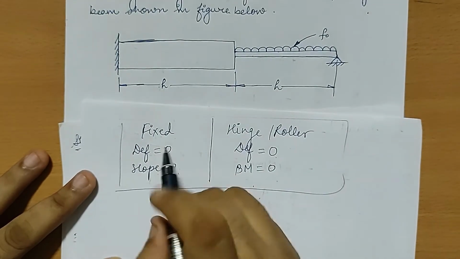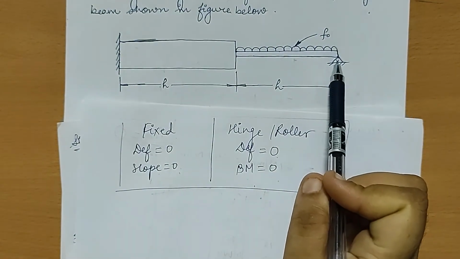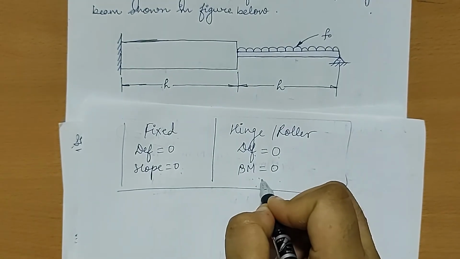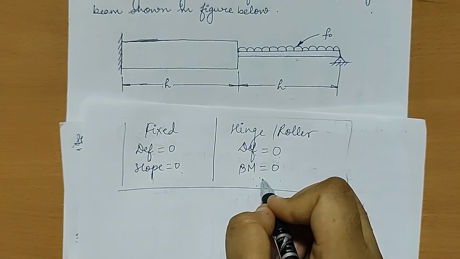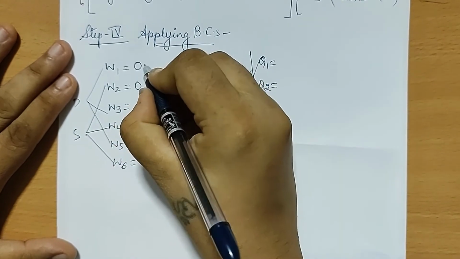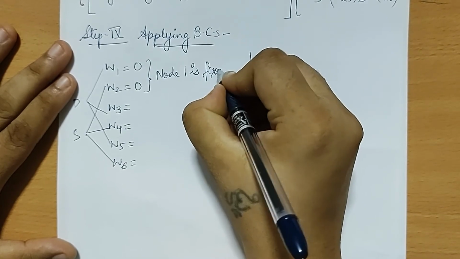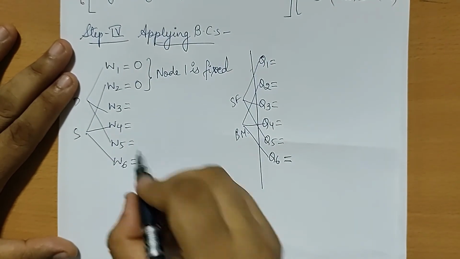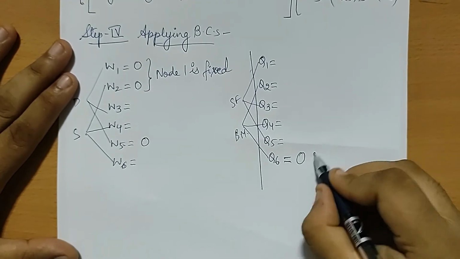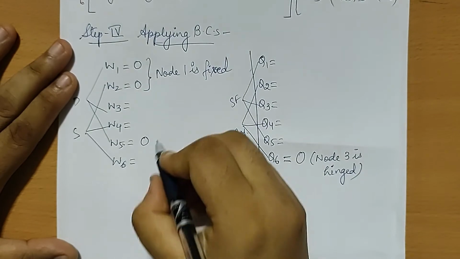So when I go to the first node, now here deflection and slope both will be 0 because it is fixed. When I go to the third node, since it is hinge given to me, my deflection will be 0 and the bending moment, that is Q value, Q6 will be 0. So let's quickly write down the boundary conditions now. Here I write down W1 is 0, W2 is 0 because my node 1 is fixed. Next I'll go to node 3 which is here, 5 and 6. Deflection is 0 and bending moment is 0. Here I'll write down node 3 is hinge.